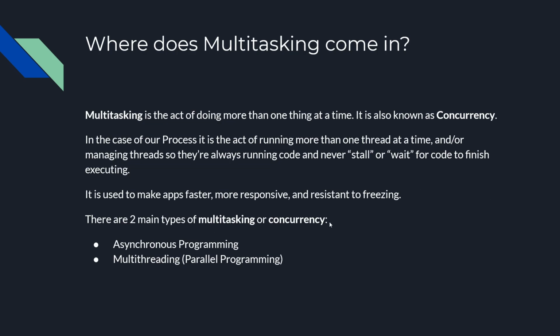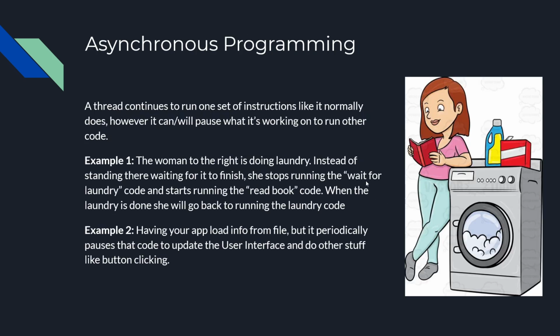There are two main types of multitasking. There are others that are more advanced and not necessary. The two main types are asynchronous programming and multithreading, or parallelism, or parallel programming. You might have heard of multithreading. We're going to go into both of those right now. Asynchronous programming, my personal favorite because it's really cool. We still have one thread.